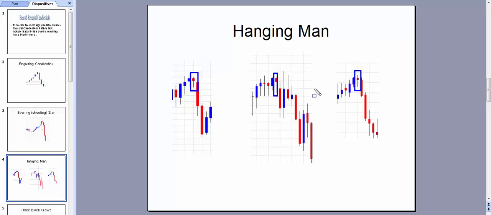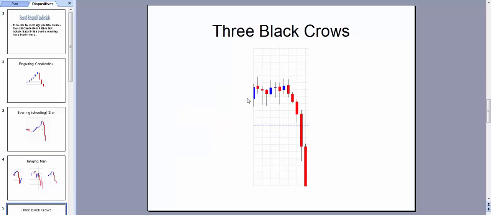Okay, so those are the criteria for the hanging man candlestick pattern: a small body, a short tail to the upside, and a long or medium shadow to the downside. We'll proceed to the next one, which is the three black crows.